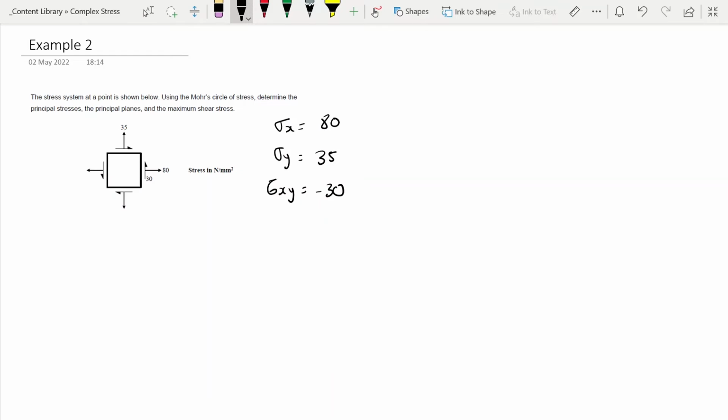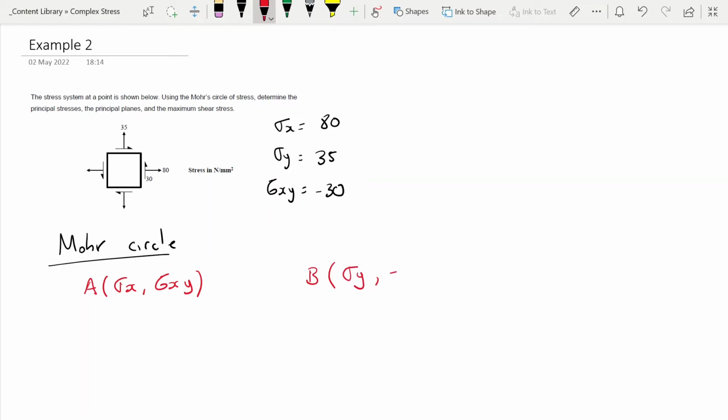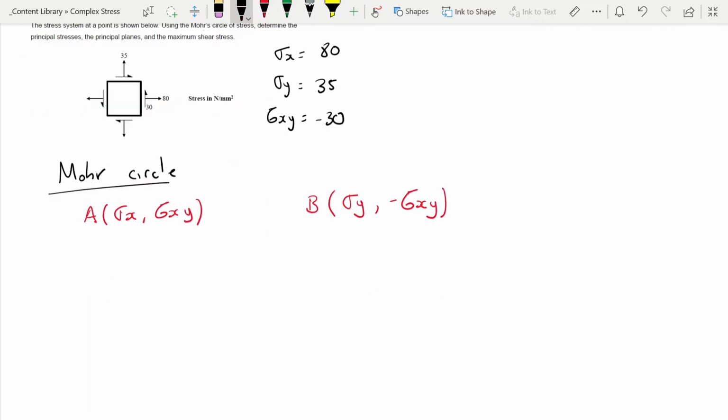Now, the first step to draw the Mohr circle is to locate a couple of points that will help us draw the circle. The first point, we call it point A, will have the coordinates sigma x and tau xy, and then point B will have the coordinates sigma y and then minus tau xy. In this particular case, point A will be with coordinates 80 and minus 30, while point B will be with coordinates 35 and then plus 30.